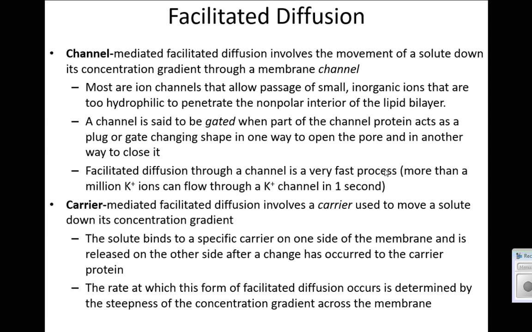Carrier-mediated is where the solute binds to a specific carrier on one side of the membrane, released on the other side after changes occur to the carrier protein. The rate at which this form of facilitated diffusion occurs is determined by the steepness of the concentration gradient across the membrane. So it's dependent on how much difference there is.